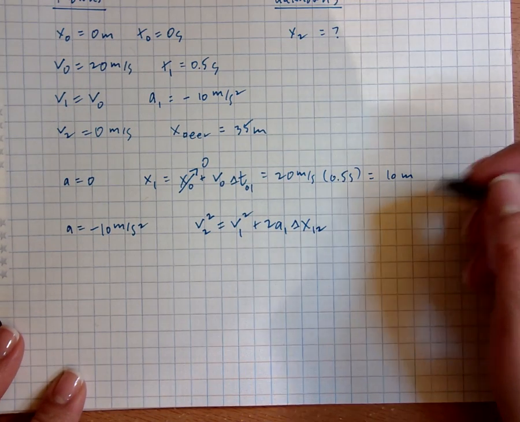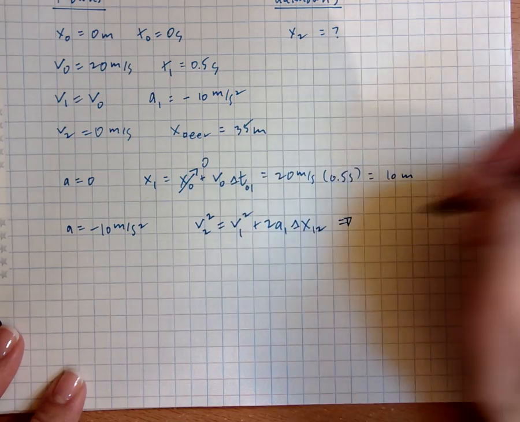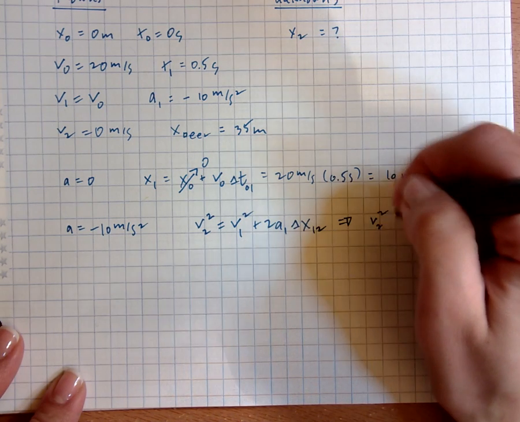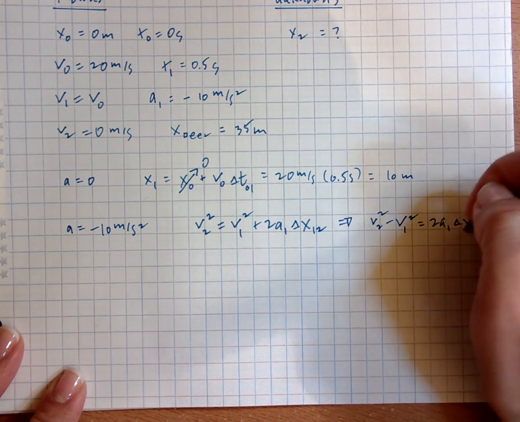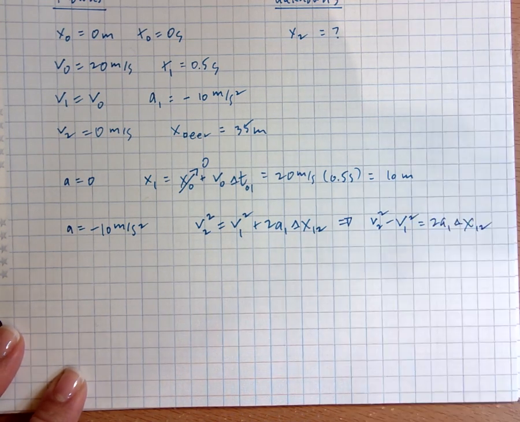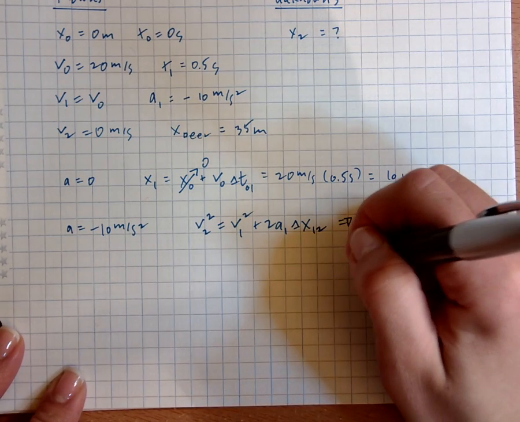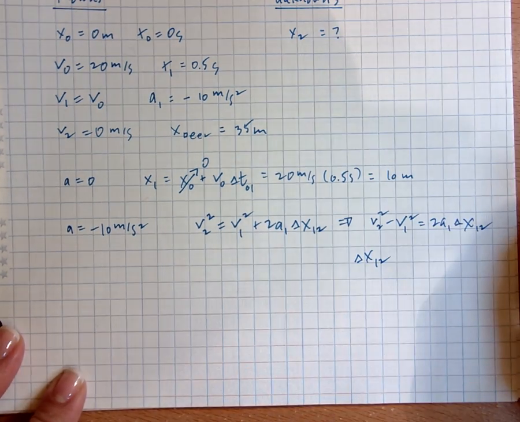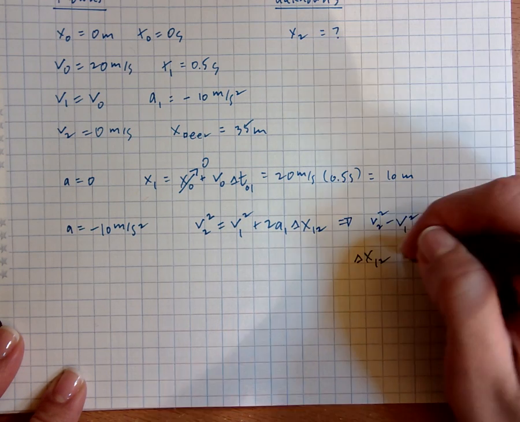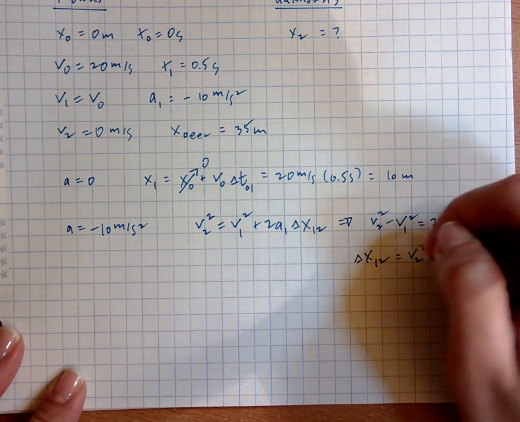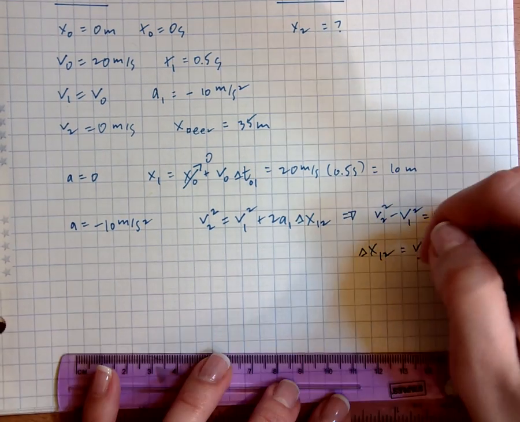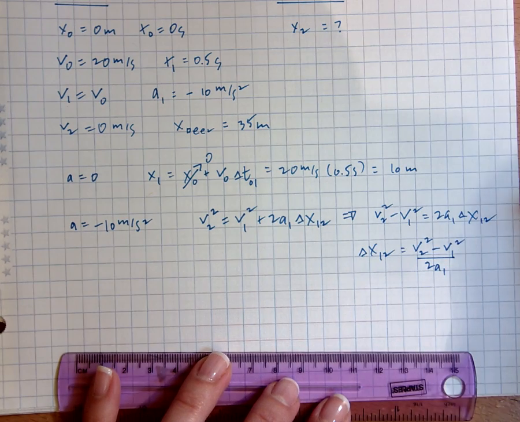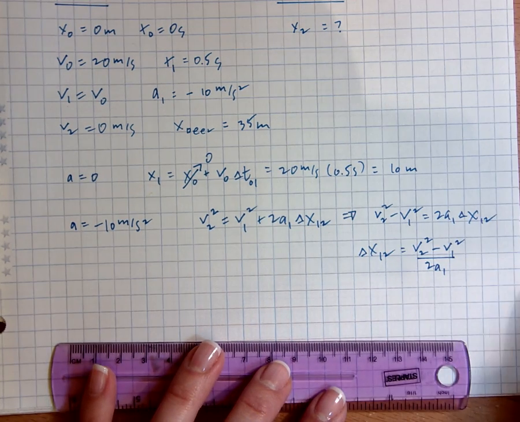So now if I just solve this equation algebraically, let's see, if I move v1 over to the other side, now solve for delta x1,2. Just divide both sides by twice the acceleration. Okay, so now I have an expression for the change in position between 1 and 2. So plug in what I know.